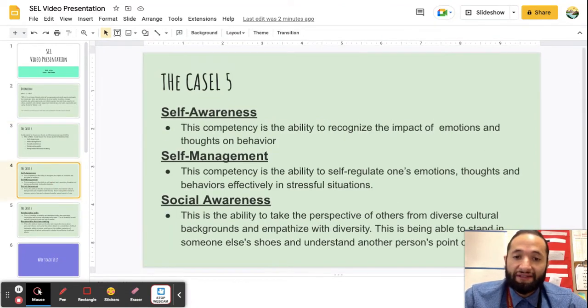Self-awareness: this competency is the ability to recognize the impact of emotions and thoughts on behavior. Self-management: this competency is the ability to self-regulate one's emotions and behaviors effectively in stressful situations. And social awareness: this is the ability to take the perspective of others from diverse cultural backgrounds and empathize with diversity. And basically, it's being able to understand the other person's point of view.